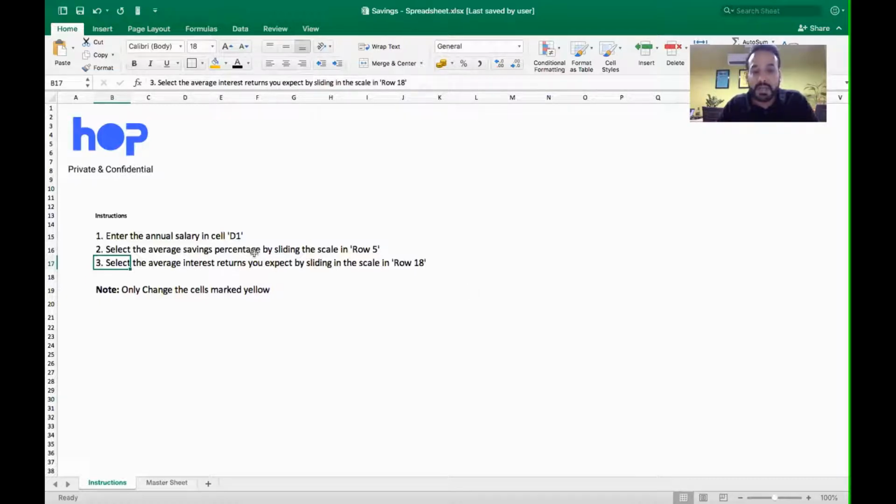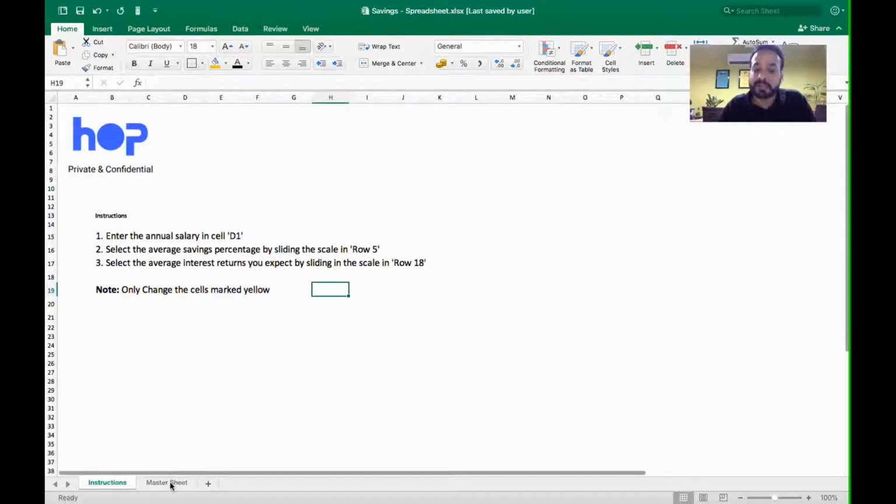We've highlighted that in D1, row 5 and row 18. This has been highlighted as yellow for you to have it easily accessible to be able to change and play around. So these instructions are present in the instruction video. Let's move on to the master sheet now.